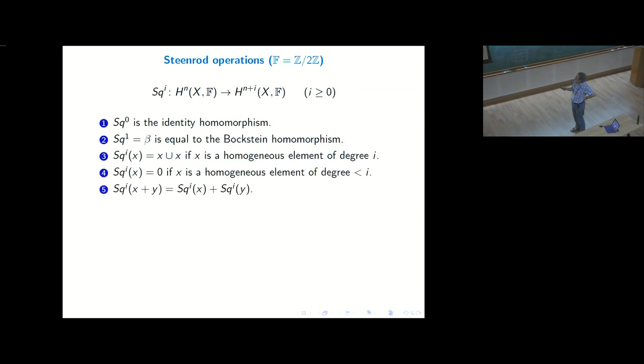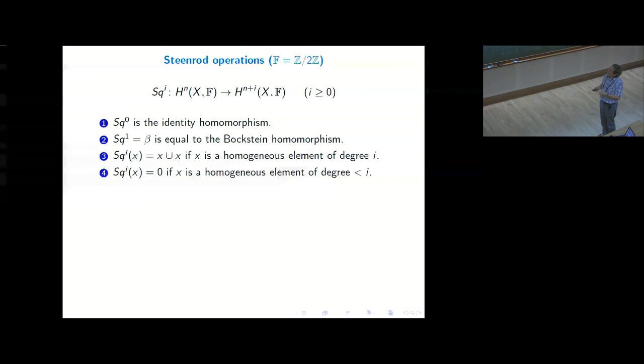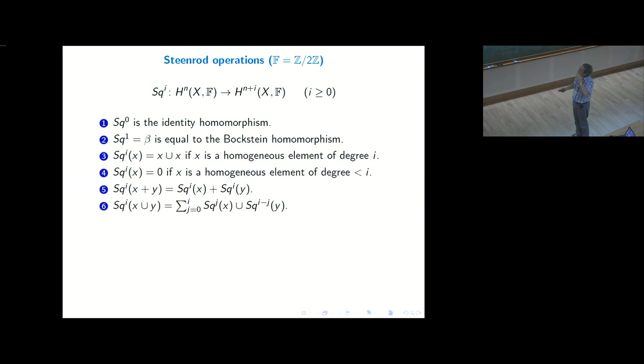And I actually have the cup product implemented, so I can calculate it in degree i. If x is of degree less than i, then the square is 0. Squares are nice, they're additive. And this is a very useful relation on the computer.